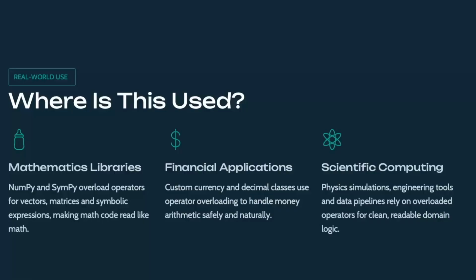Now, you might be wondering where this is used. The answer is everywhere. Scientific libraries such as NumPy overload operators for arrays and matrices. Mathematical libraries overload operators for vectors and symbolic expressions. Financial software often overloads operators for currency and monetary calculations. Physics simulations use operator overloading heavily because equations become much easier to read. Instead of calling long method names repeatedly, developers can simply write expressions that resemble actual mathematics. This makes code cleaner and easier to understand.